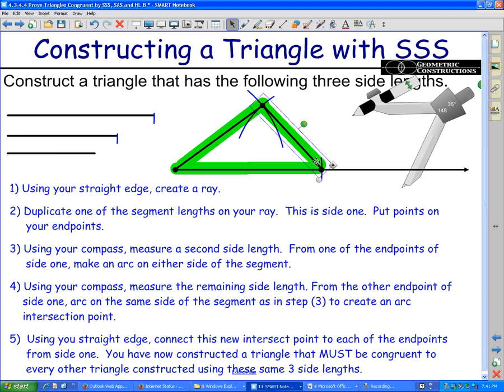And really, it was just a matter of making three arcs, so pretty darn easy. This, because of the SSS postulate, anybody, anywhere using these exact three lengths would create the exact same triangle. And that's pretty powerful. We know that this triangle would be congruent to any other triangle constructed using these three side lengths.